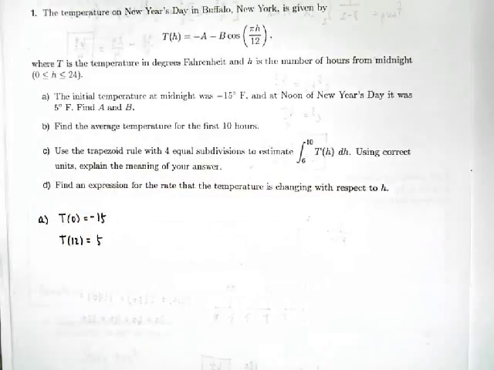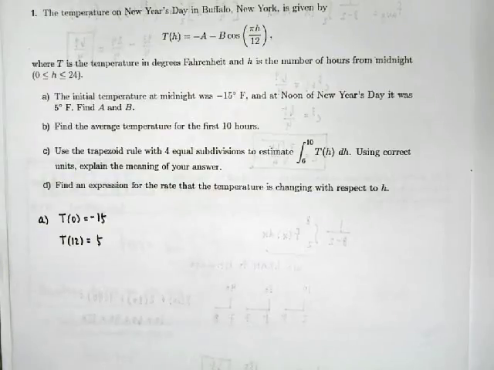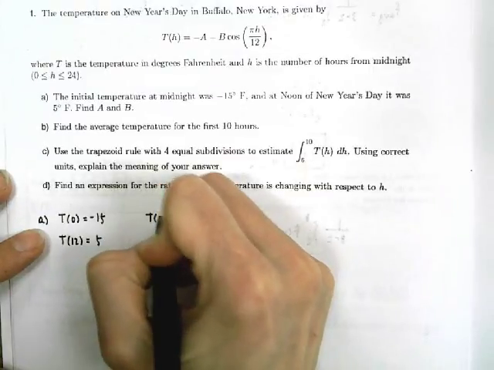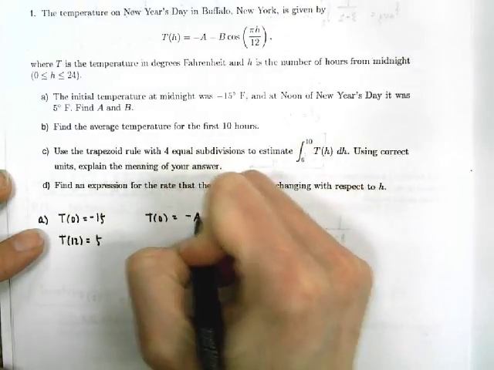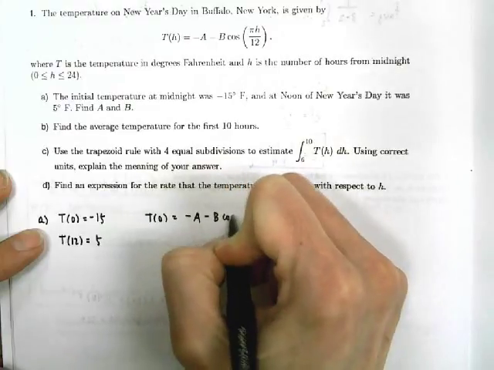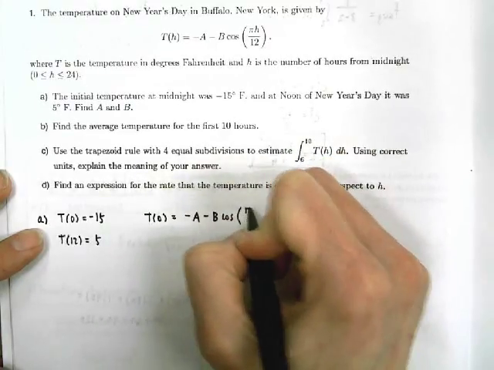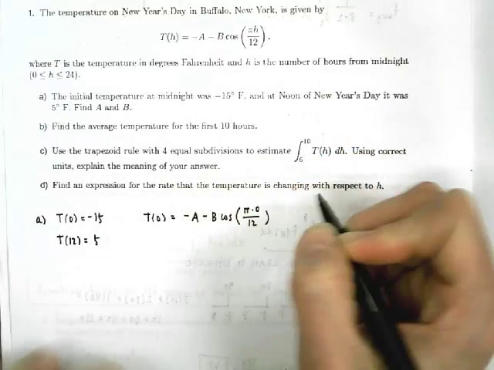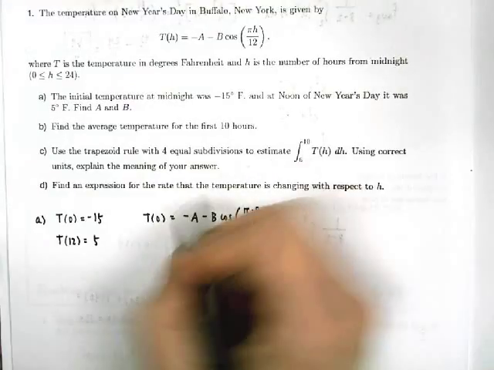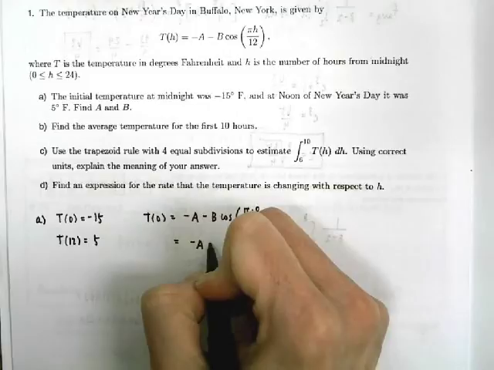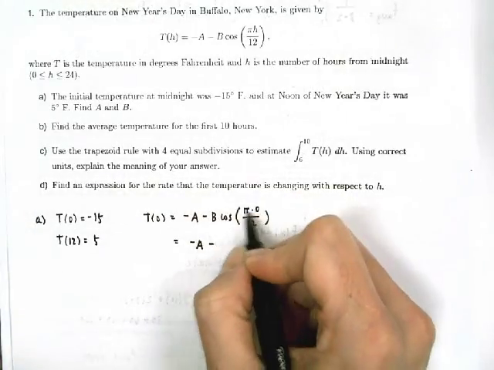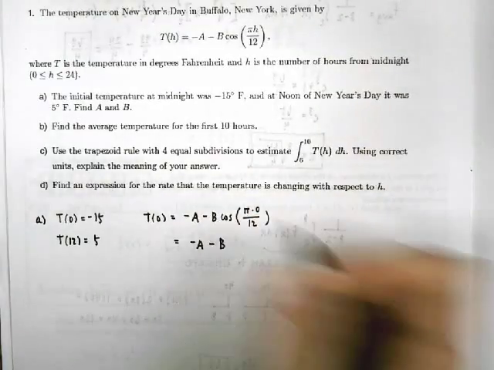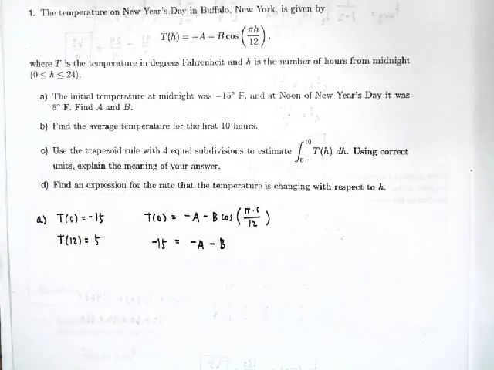Now we have to figure out a way to find A and B. So I'm going to go back to my function here and let's do some substituting. For T of 0, I've got negative A minus B times the cosine of pi times, well, my H is 0, so I'm going to put that there, over 12. If we simplify that, this is going to give me cosine 0, which is just 1. So I'm going to have negative A minus B, and I know that's equal to negative 15.